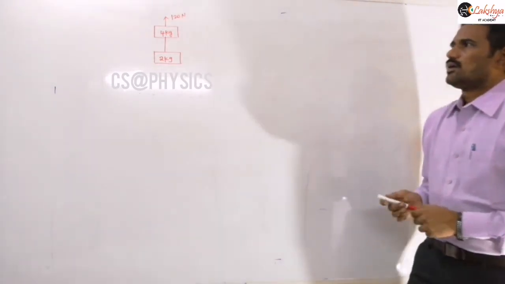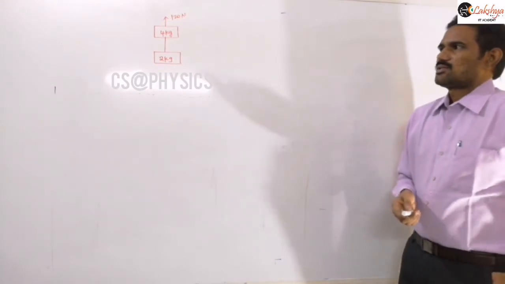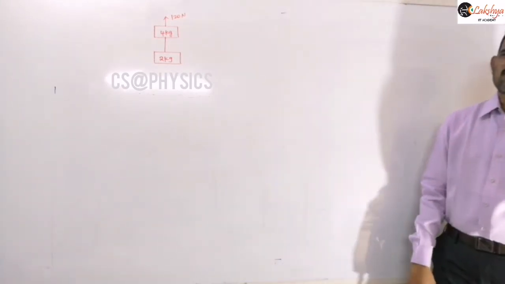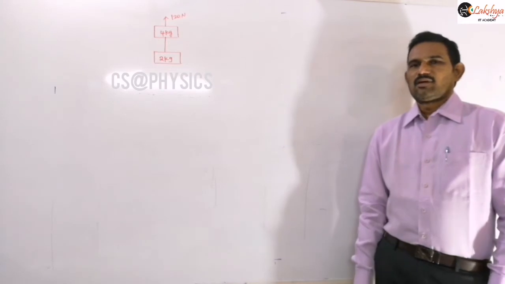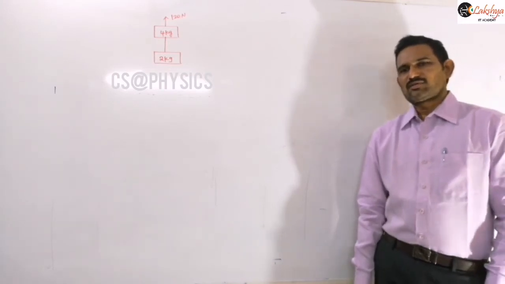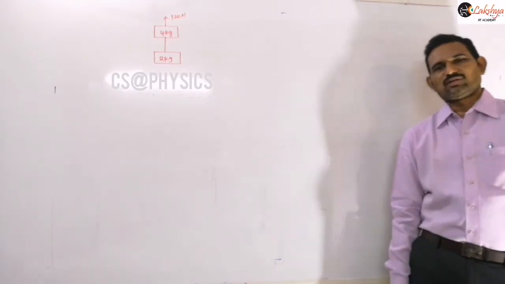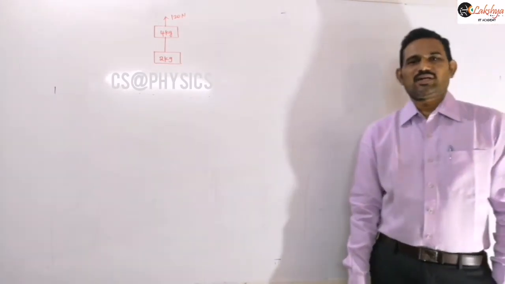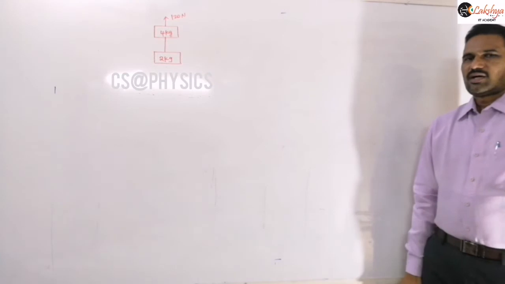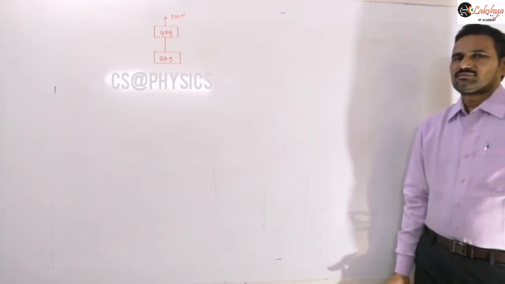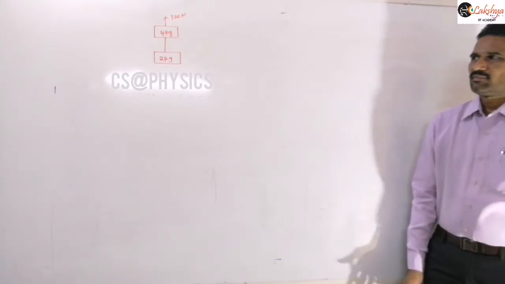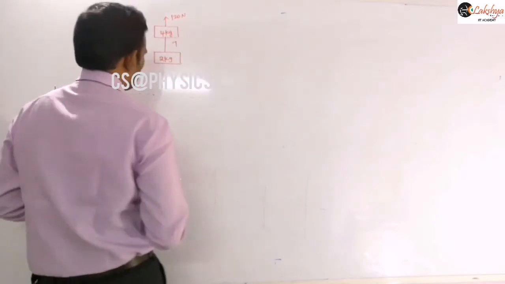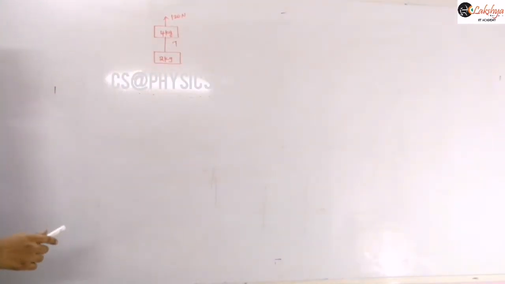They will say the string has mass, or they will mention it as a uniform string or uniform rope. So now write: the system shown in figure is pulled vertically with a force of 120 newtons. Find the acceleration of the system, and also find the tension in the string. Tension in the string means the string between these two blocks here, so we need to calculate it.